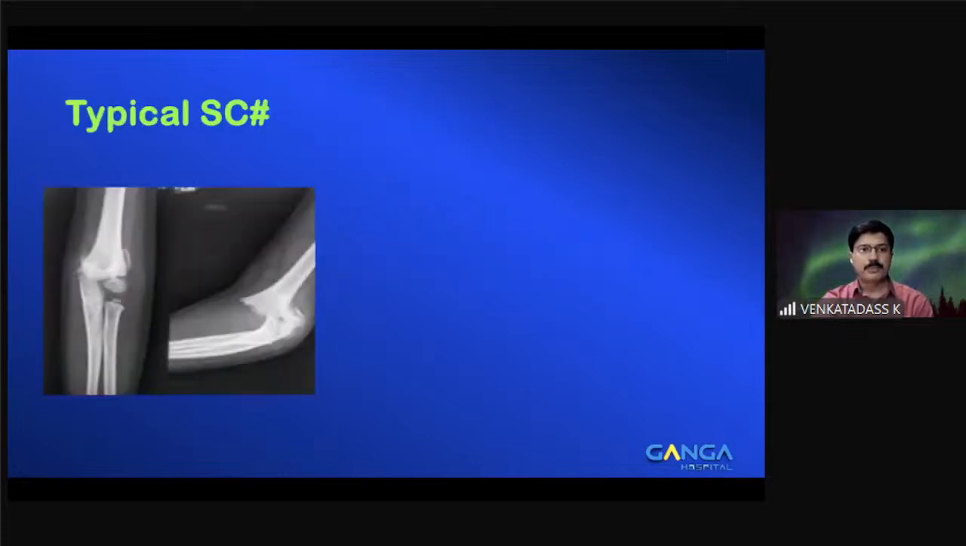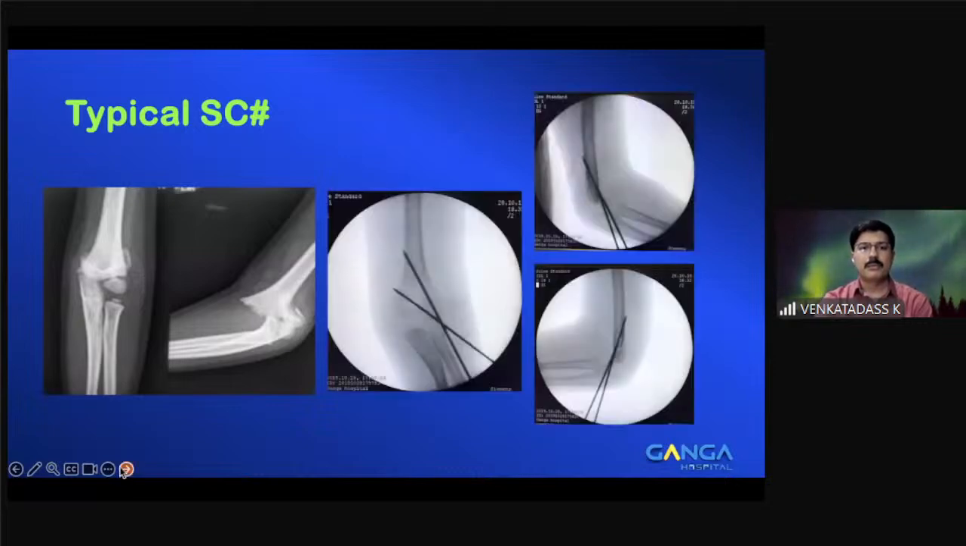For example, this one, though the X-ray looks grossly displaced, this fracture can be reduced and stabilized by traction and percutaneous pinning in this fashion with two lateral divergent wires, which are rotationally also stable. So this, in my book, is a typical supracondylar fracture.